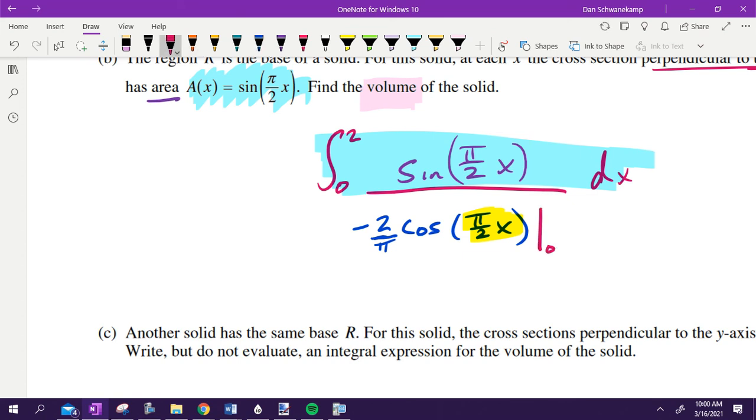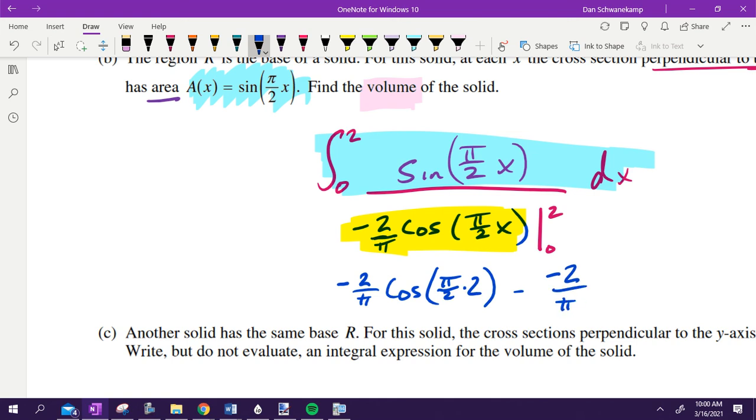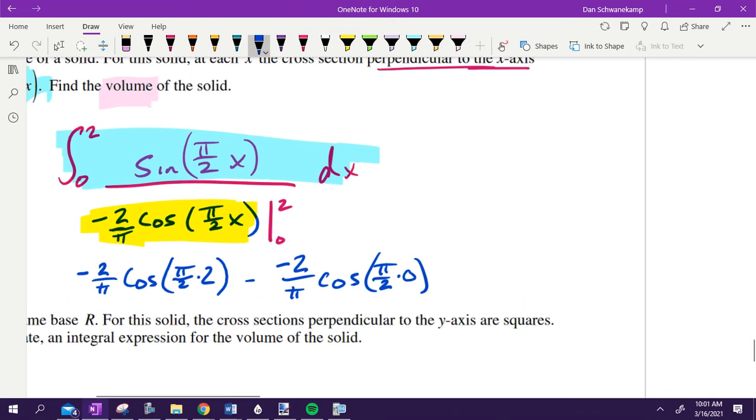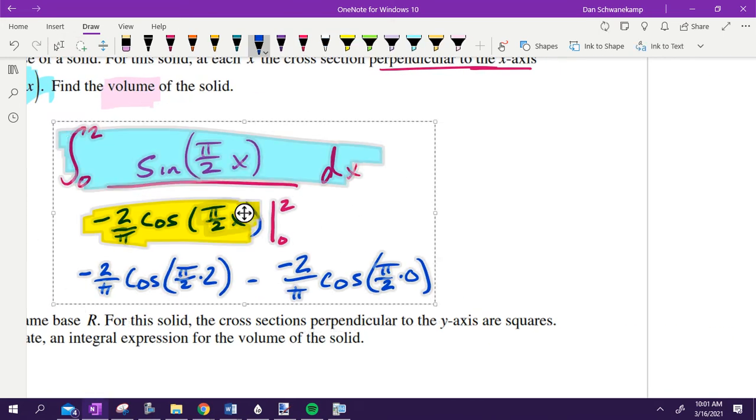I need to evaluate that thing from 0 to 2. So that scored me a second point. If you wrote right here what's in yellow, that scored you your second point. The third point is just plugging it in. So it's negative 2 over pi cosine pi over 2 times 2 minus negative 2 over pi cosine pi over 2 times 0. There's my setup. Okay, we could actually do that math if we wanted to. You wouldn't need to. You could leave it just like that and get full credit.